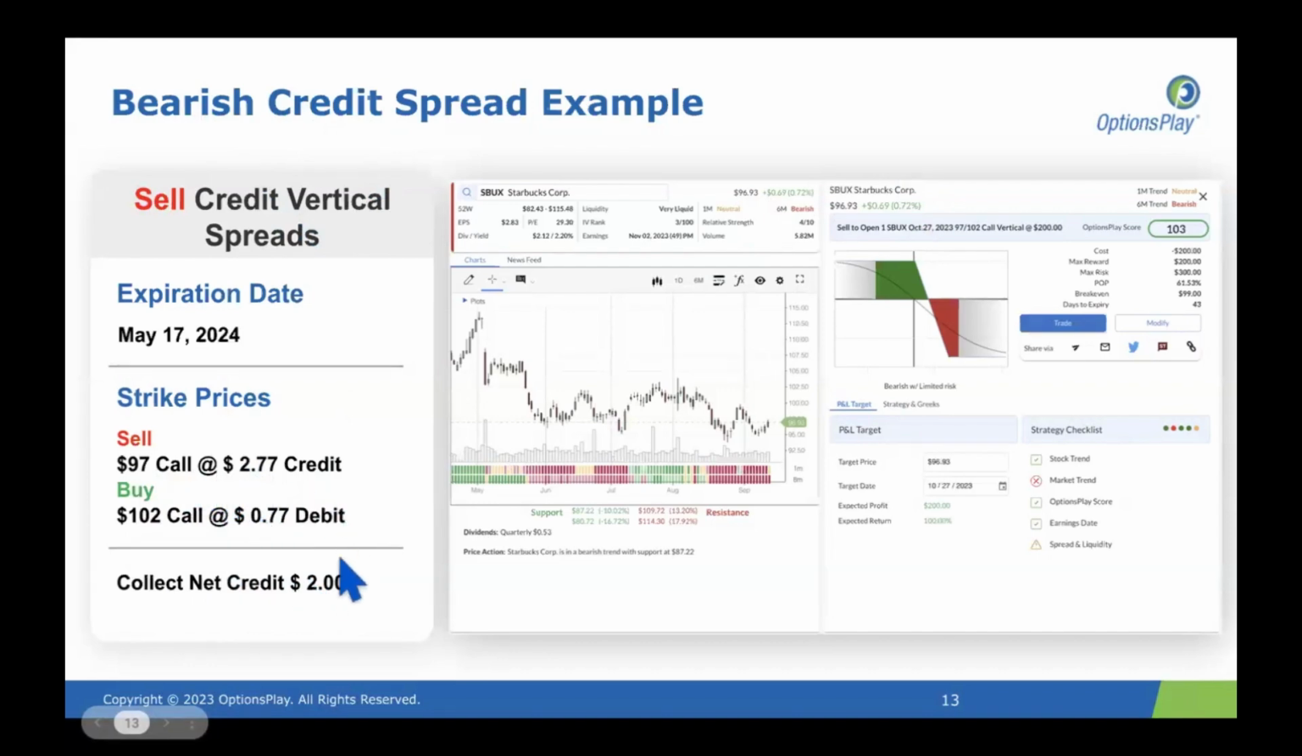If you think about rights and obligations, if I sell this 97 strike call, I'm saying you can call stock away from me at 97. And I may have that stock taken from me at $97. Right now it's trading at 96.93, so it's just a little bit out of the money.